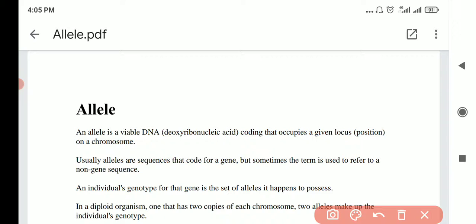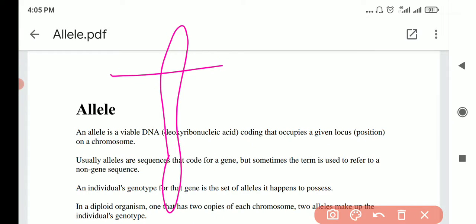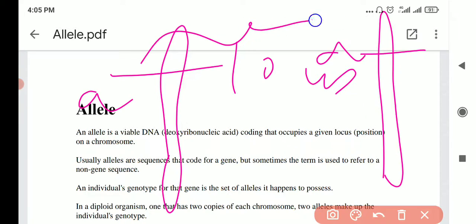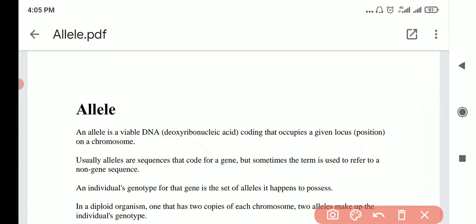Okay, remember I told you, if this is the DNA, a simple structure, this is where gene A is, that is the locus. And in the homologous chromosome, this will also be gene A. So these are the alleles at their own locus.